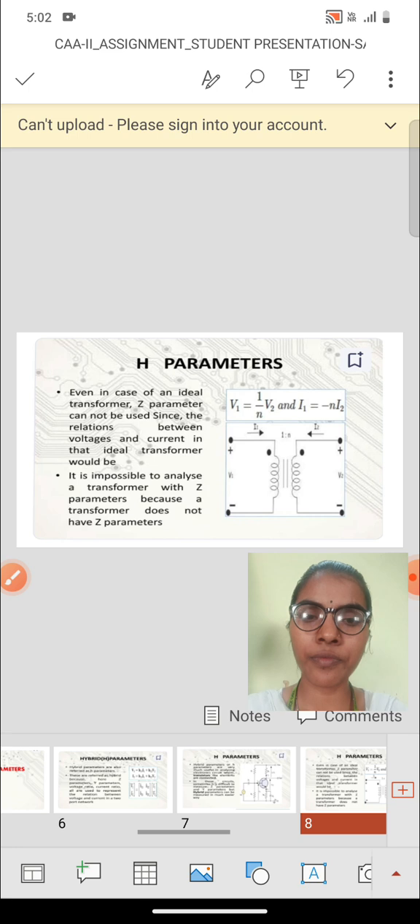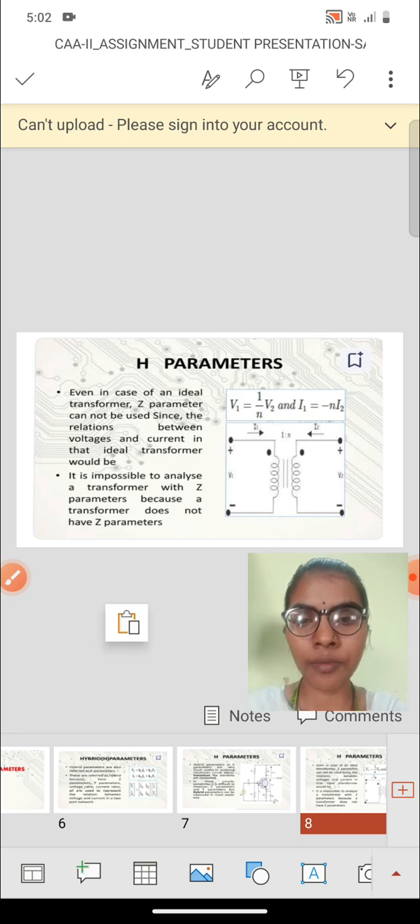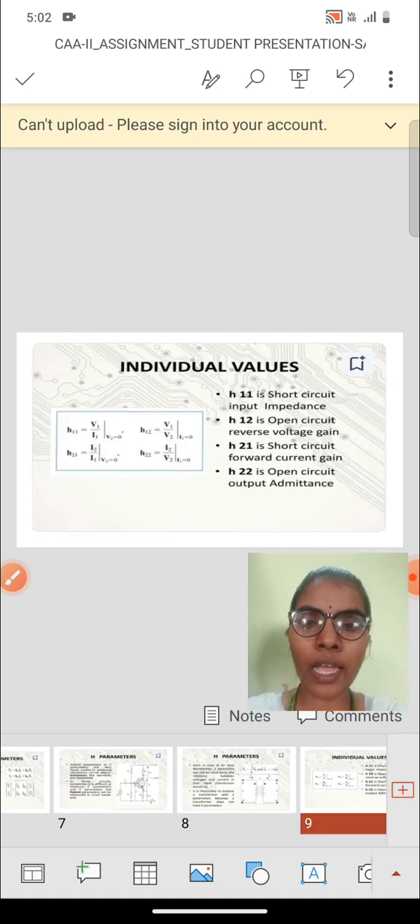This is the diagram. Even in the case of an ideal transformer, Z parameters cannot be used, since it is impossible to analyze a transformer with Z parameters because a transformer does not have Z parameters. The relations are V1 is equal to 1 by n into V2 and I1 is equal to minus n I2. This is the diagram.